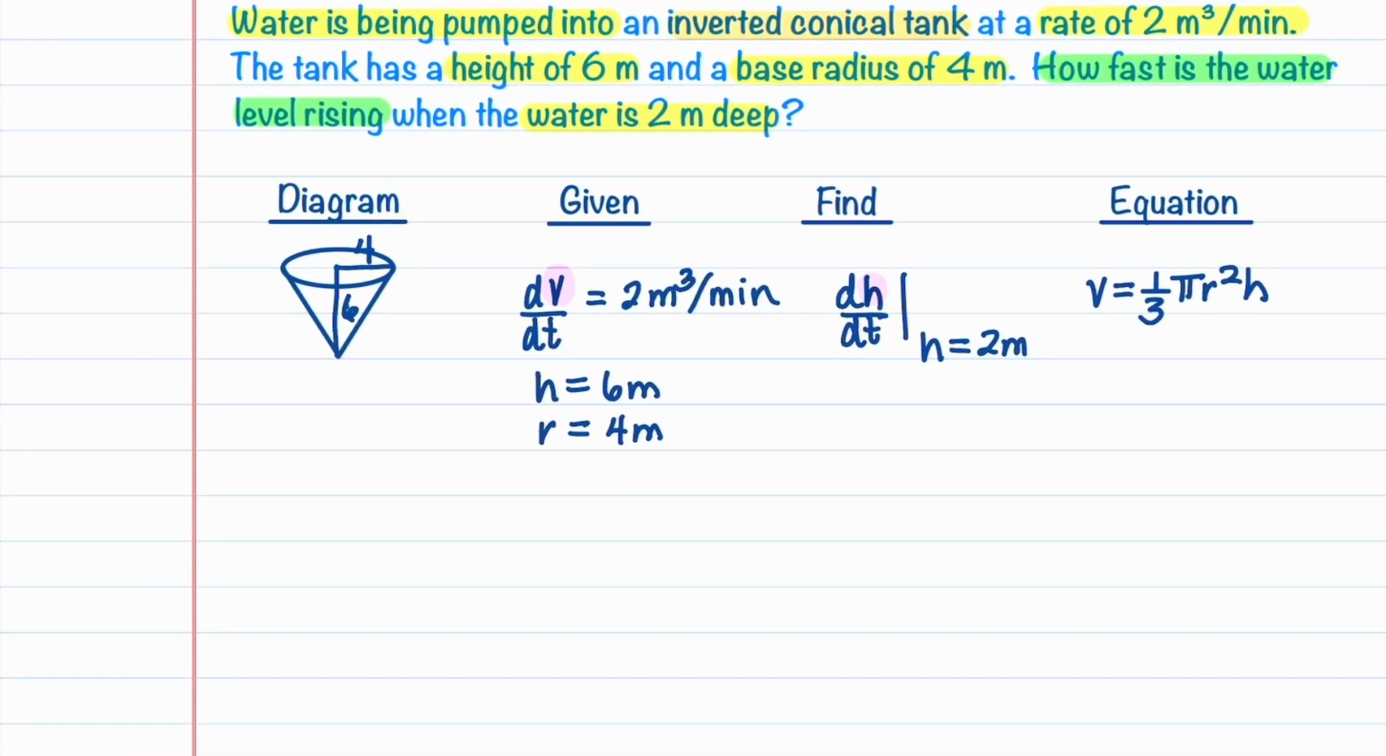Let's now look at this equation that we just wrote down. Our equation has a volume in it, a radius, and a height. We want to find dh/dt. We are given dV/dt, but we are not given any information about dr/dt. So what we have to do is put r in terms of h, and the only way that we know how to do that is to use similar triangles.